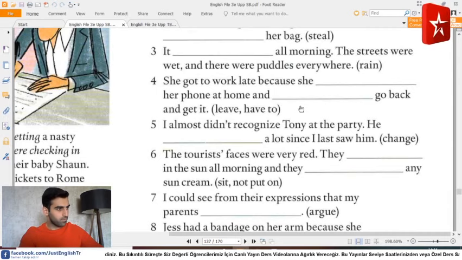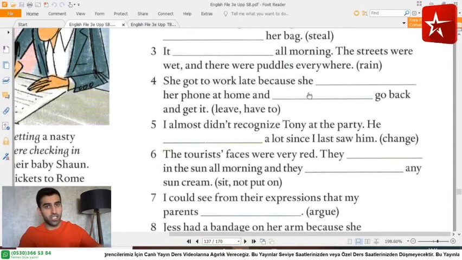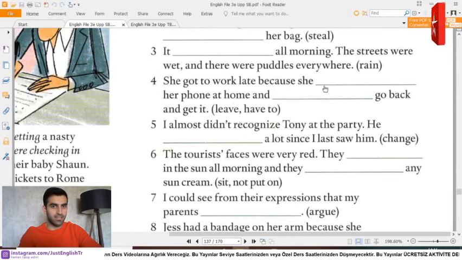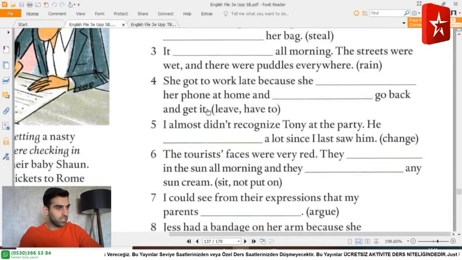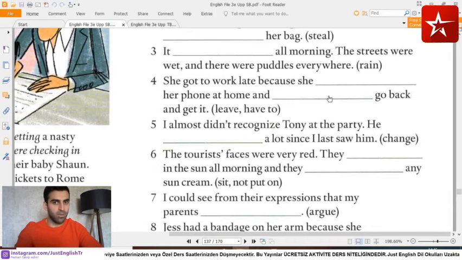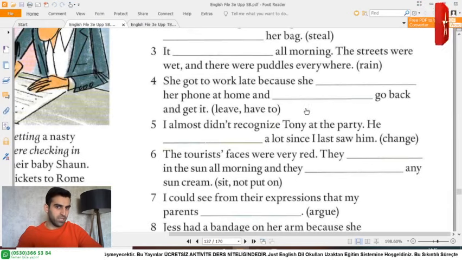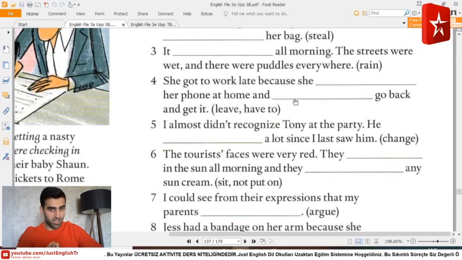She had left. Yes, like she had left. This part we must use past perfect. She had left her phone at home, and, okay, yeah, Dilara, thank you. Yes, great. Had to go back and get it. Yes, had. The first one had left, the second one had to go back and get it. Both of them must be in past perfect.